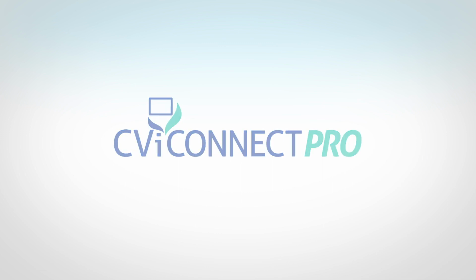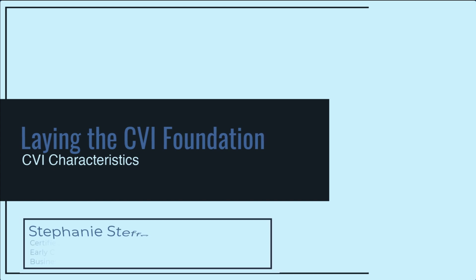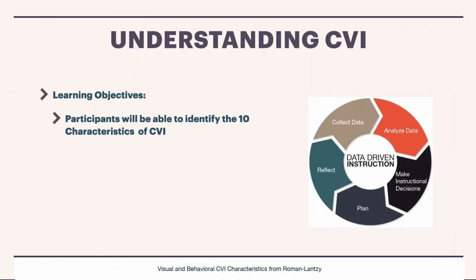This portion of CVI training for effective teaching of students with visual impairments is laying the CVI foundation, the CVI characteristics. I am Stephanie Steffer. After the completion of this session, participants should be able to identify the 10 visual and behavioral characteristics of CVI.